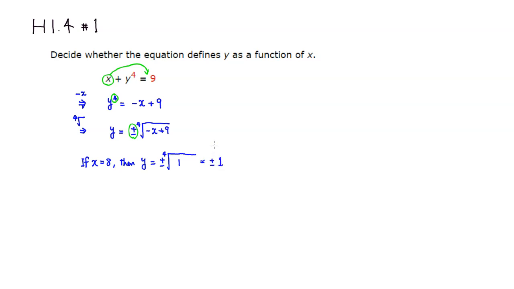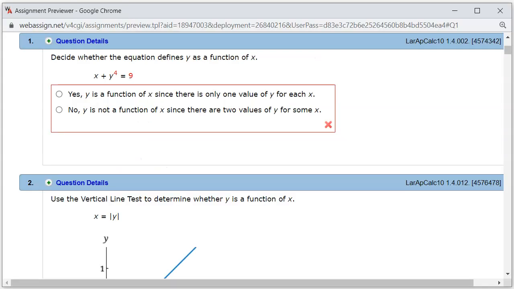Unfortunately, for a single x value, 8, we have two corresponding values, positive 1 and negative 1. Therefore, y cannot be a function, because one x value is producing two different y values. So we can answer the question now: no, y is not a function of x, since there are two values of y for some x, being 8 in this case.